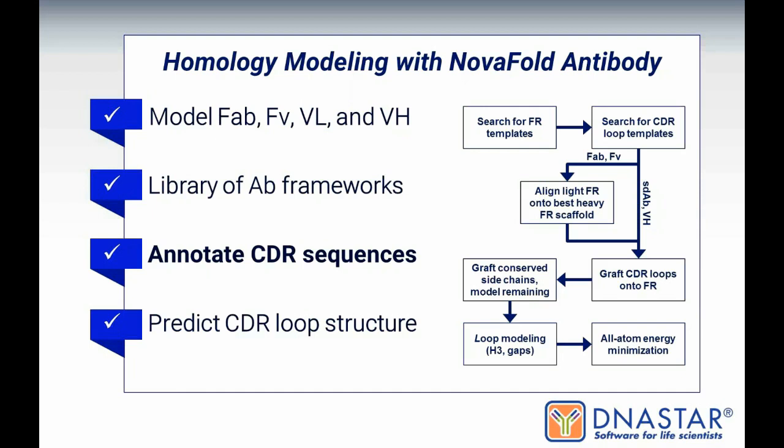Shown on the right side here is the general pipeline, where we start with the search for the templates from a large library of antibody template structures. After we find the best light and heavy template structures, we graft on CDR loops using one of the 3 different approaches. After that, we minimize and finally return 1 or more structures, depending on how many structures you want to pursue.